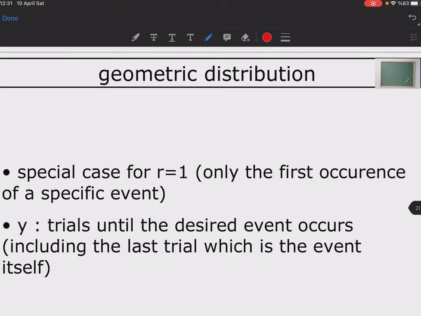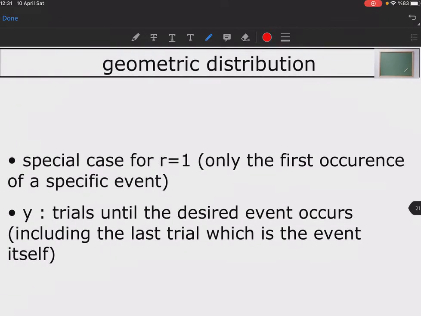So when we continue, now we will discuss the geometric distribution. Again, another discrete distribution, which is a special case of the negative binomial distribution, where you are curious about only the first occurrence of a specific event, not the rth occurrence, but the first occurrence. It means that you override your r with 1. That's it. And your y will be the required trials until the desired event occurs, of course, including the last trial, which is the event itself.